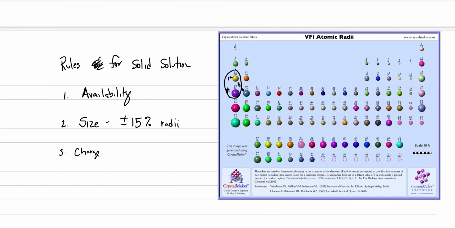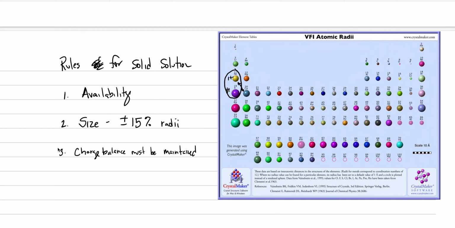But then take a look at these two. Look at potassium and calcium. Sorry, not potassium, what is that? That's sodium and calcium. The size of those spheres are almost identical. There can be fantastic solid solution between sodium and calcium. The one problem with that one is that you have to maintain a charge balance. So we're going to say here, charge balance, this is the 3rd rule, must be maintained.